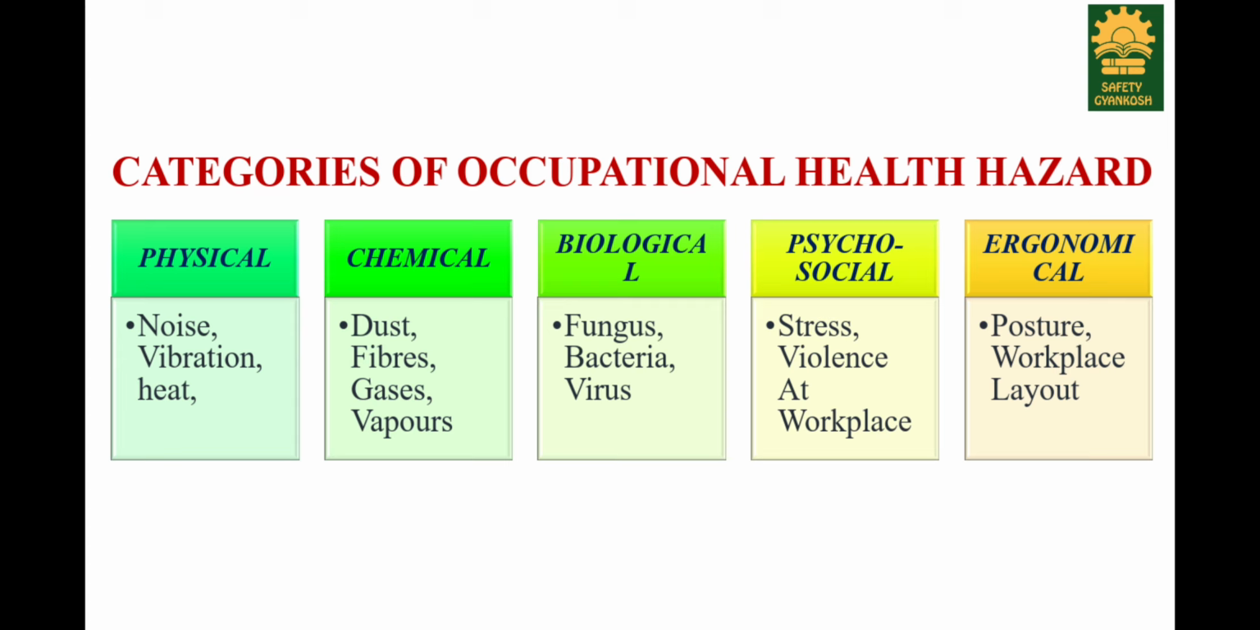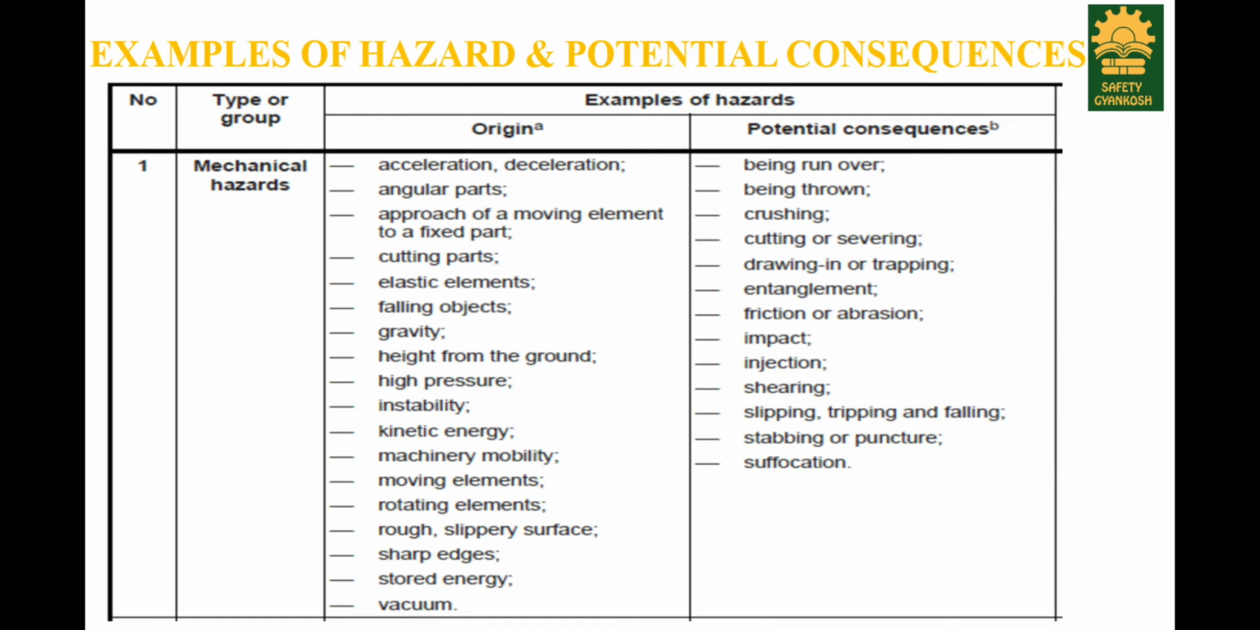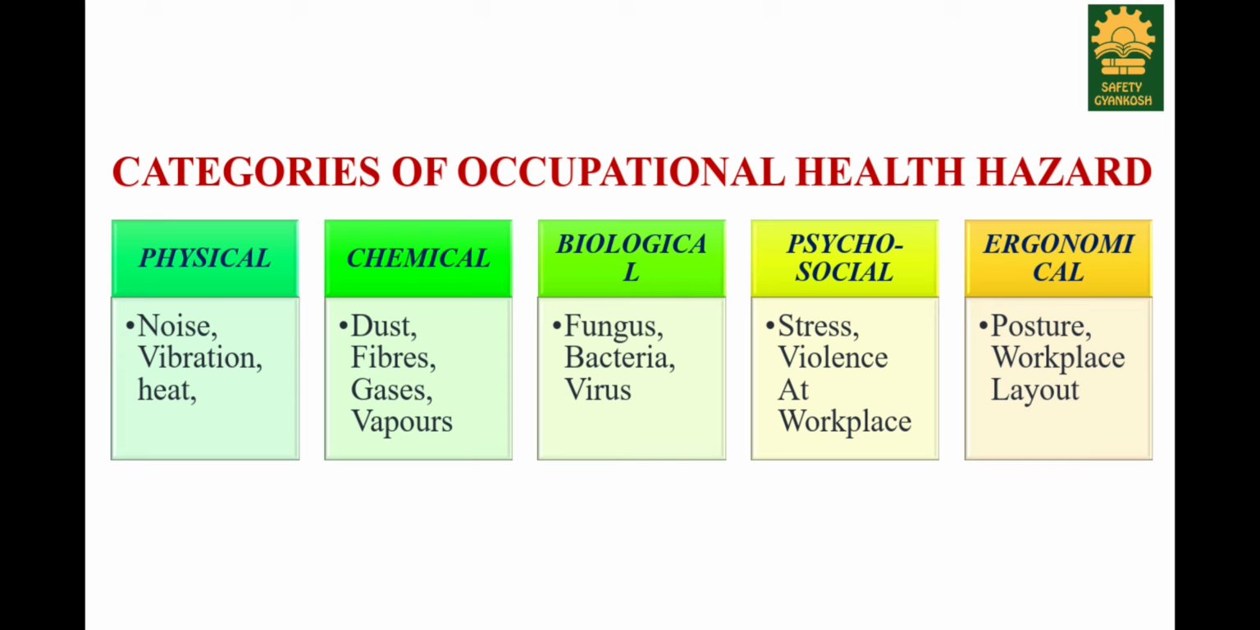So if we talk about physical hazards, they can include noise, vibration, heat, etc. Chemical hazards can include dust, fibers, gases, vapors. Biological hazards include fungus, bacteria, viruses.